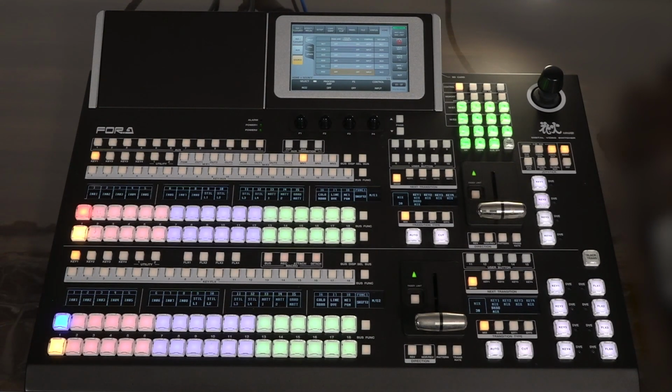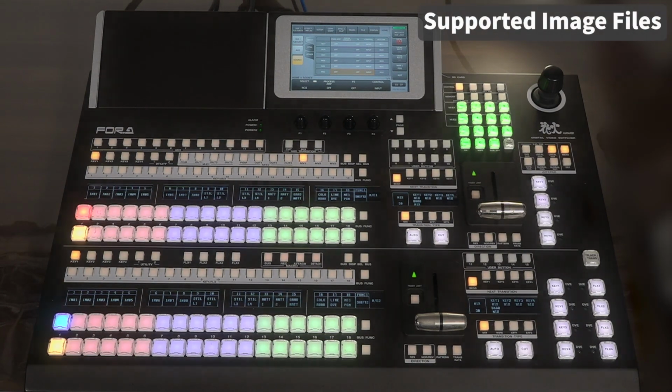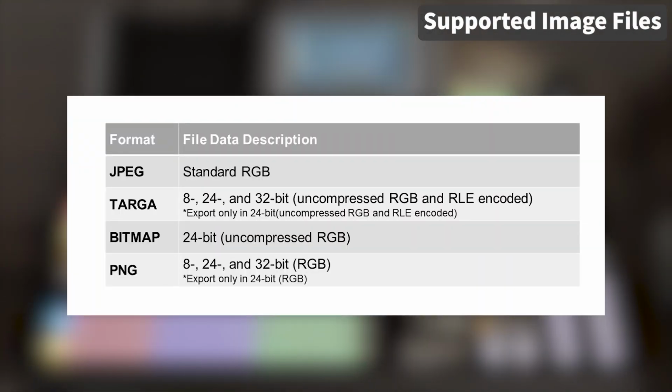This video explains how to operate still and clip of the HVS-490. First, we will explain the file formats supported by the HVS-490. Supported image files are JPEG, Targa, Bitmap, and PNG.